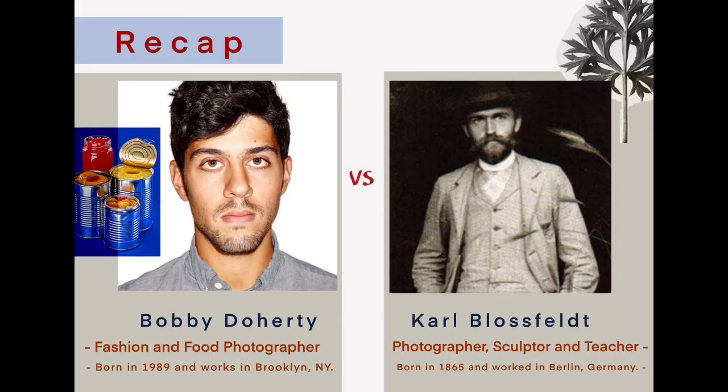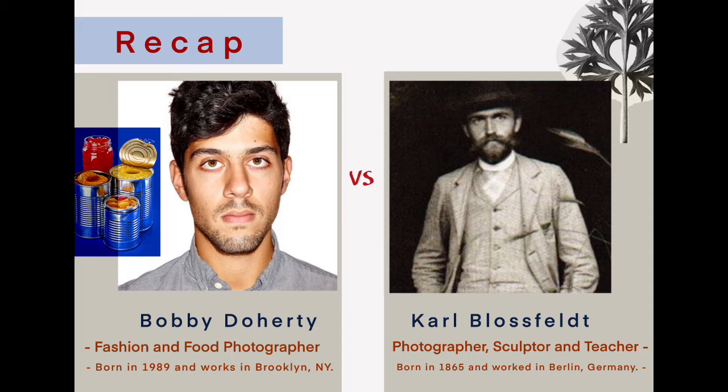So let's have a recap of these two artists then. We've got Doherty and Karl Blossfeldt. Doherty is a fashion and food photographer. He was born in 1989 and works in Brooklyn, New York. And then we've got Karl Blossfeldt, who was a photographer, sculptor and teacher, born in 1865 and worked in Berlin, Germany. I know we've had a look at these two artists already, but this is just a quick little recap because we're going to be comparing the two.